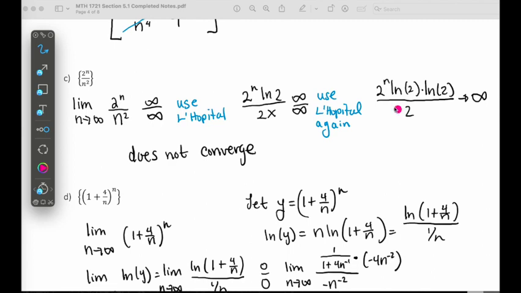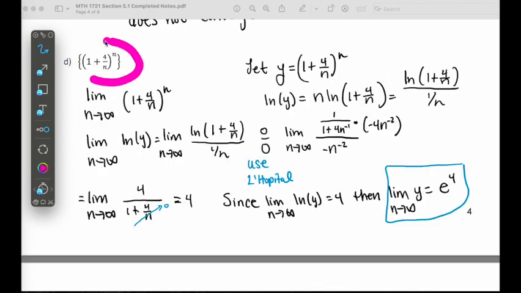And now when I plug in really large numbers, as n gets bigger and bigger, the numerator goes to infinity, and I have this 2 sitting down here by itself. So the whole fraction is going to approach infinity, which tells me that this sequence does not converge. There is no limit.